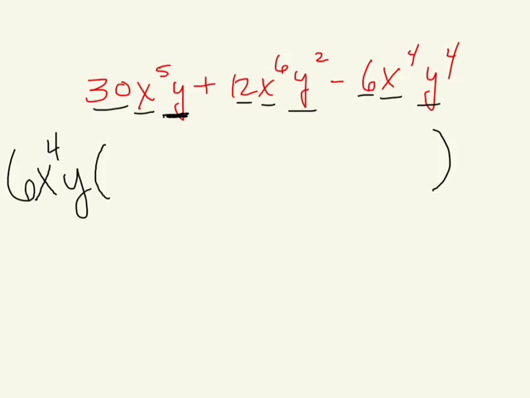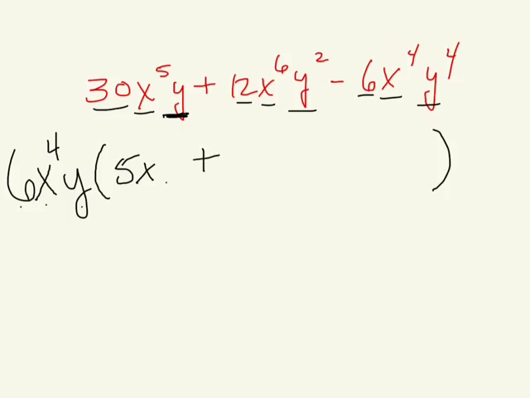So now you have to think. You have to think, okay, 6 times what is 30? It should be 5. X to the 4th times what's x to the 5th? X to the 4th times x is x to the 5th. Okay, we can write these in here. So 6 times 5 is 30. X to the 4th times x is x to the 5th. Y times what is y? Nothing. Y times nothing is y.